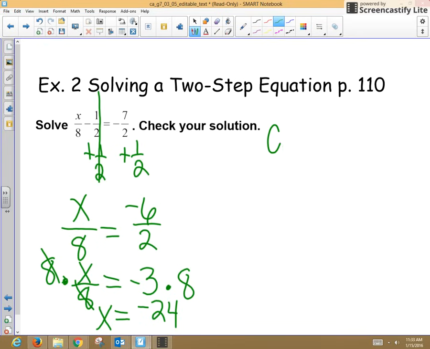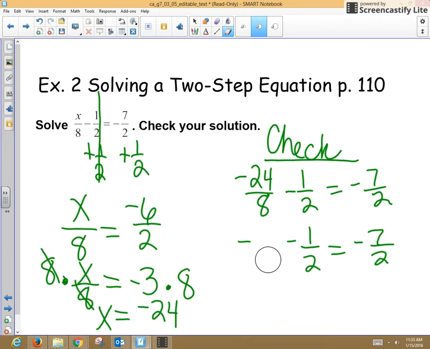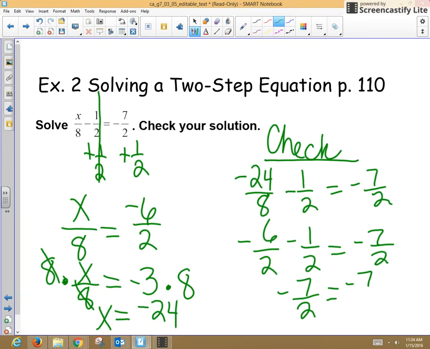Now let's go back to check our solution. So instead of x, we have negative 24 over 8 minus 1/2 equals negative 7 over 2. Negative 24 over 8 is really negative 3. Negative 3 minus 1/2 equals negative 7 over 2. I'm going to rewrite this to get a common denominator. I'm going to rewrite this as negative 6 over 2, since negative 6 divided by 2 is negative 3. Negative 6 minus 1 is negative 7. Keep the denominator the same. And since negative 7/2 equals negative 7/2, we are correct.